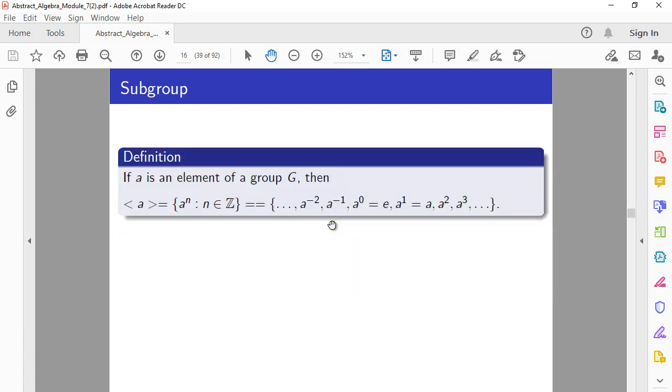Okay, so I'm going to stop here, and in the next video we will be looking at subgroups generated by a single element.